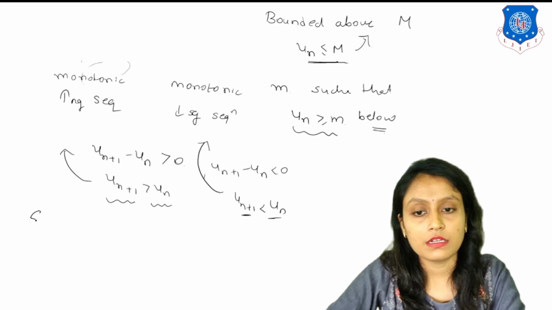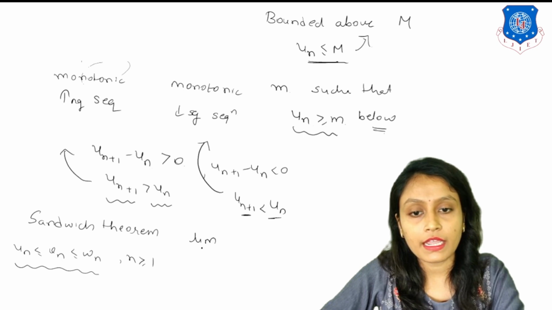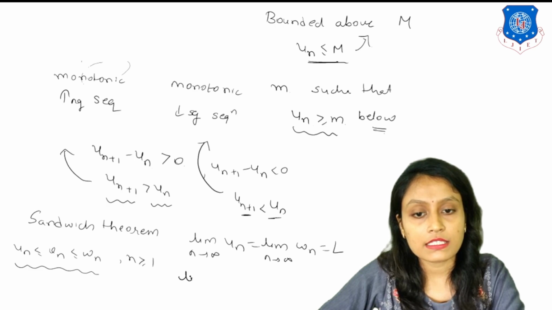Next we discussed Sandwich theorem. In that, suppose we have three sequences un, vn and wn. And if they satisfy this condition for all n greater or equal to 1, and if limit n tends to infinite un is equal to limit n tends to infinite wn and this equals l, then we can say that limit n tends to infinite, this vn will also be equal to l.